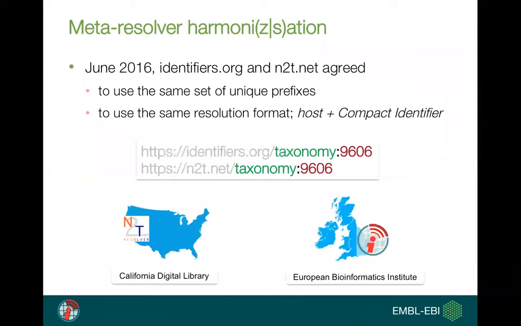We are also working closely together with the N2T Resolver that's based in California Digital Library. So the idea is that we both use the same prefixes and the formats to support resolution. So if you have a compact identifier, then you could pass it to identifiers.org or N2T to resolve the compact identifier.